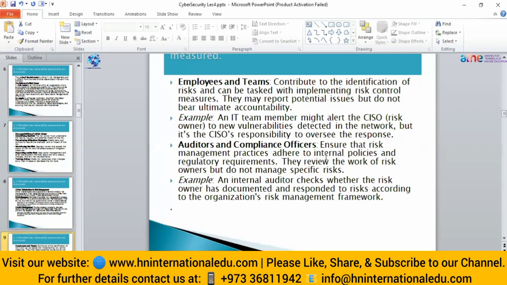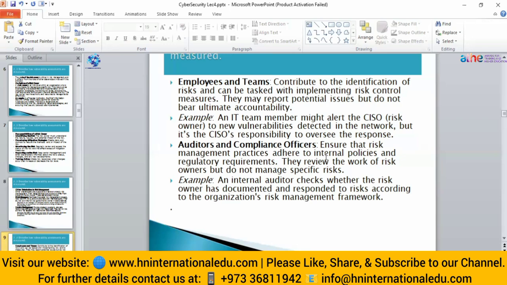Like if there's an IT member, they might alert the security officer, means the risk owner, whether there are new vulnerabilities detected in the network. This person will take the responsibility to oversee those responses. Then we have auditors and compliance officers.